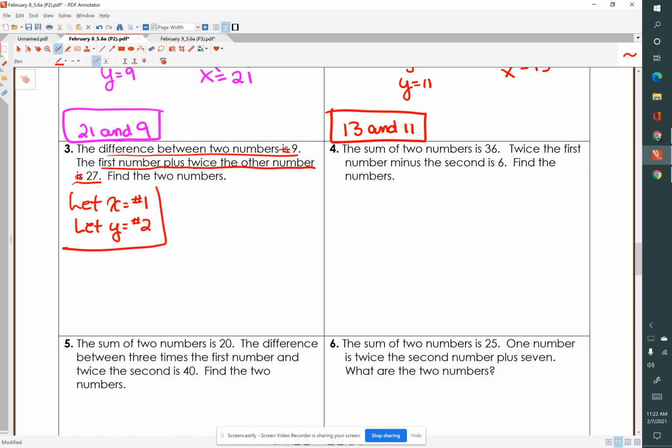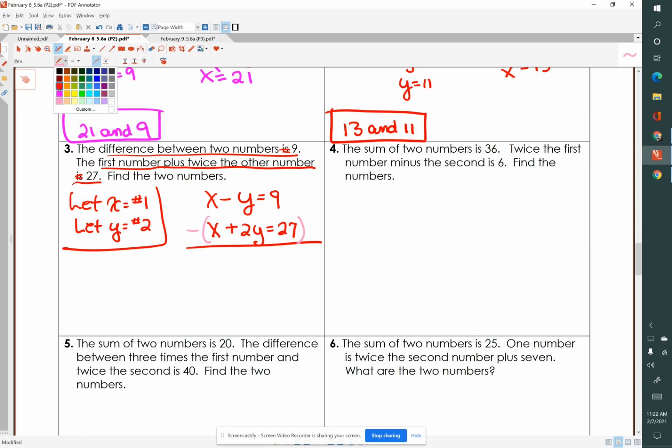And there's my X box, all set. So we've got, in this case, the difference between two numbers is 9. So X minus Y equals 9. And the first number, X, plus twice the second number is 27. So the thing I can do with this system of equations easily is I can just subtract.